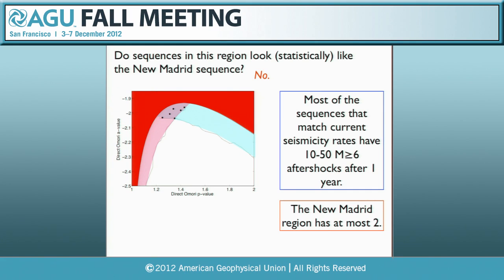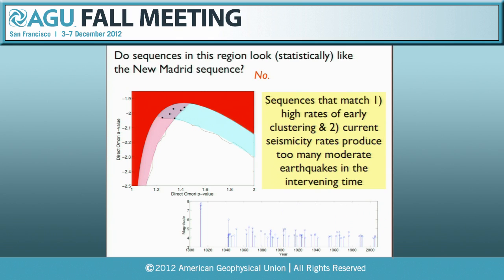They're not just productive early in the sequence and late in the sequence. That naturally forces you to be productive throughout the sequence, producing a greater rate of magnitude 6 and greater earthquakes than has been observed. The New Madrid region has had 0 to 2 earthquakes in this time. It's a little bit uncertain because magnitude is uncertain, but it hasn't had more than 2, we would know from the historic record. So to summarize, sequences that match high rates of clustering early in the sequence and also high rates of current seismicity late in the sequence push you up to a sequence productive enough throughout that you really produce too many moderate earthquakes in this intervening time that we don't see.